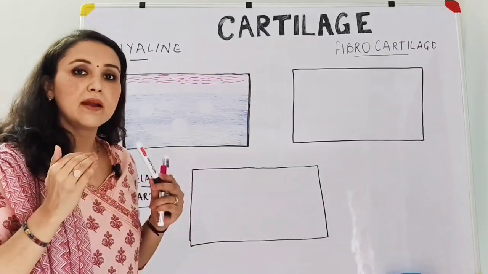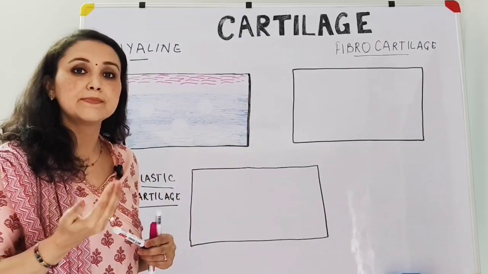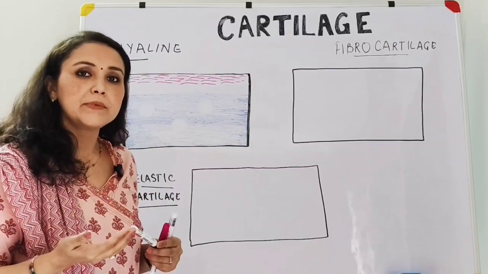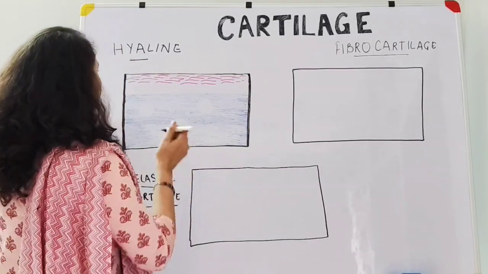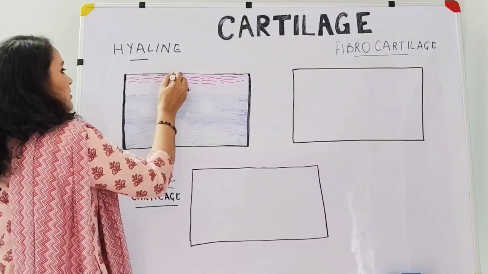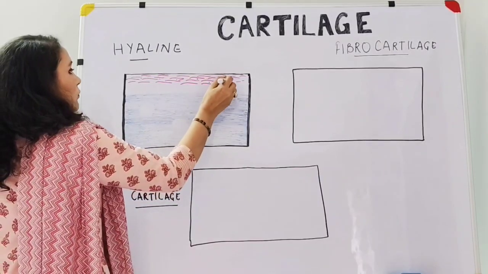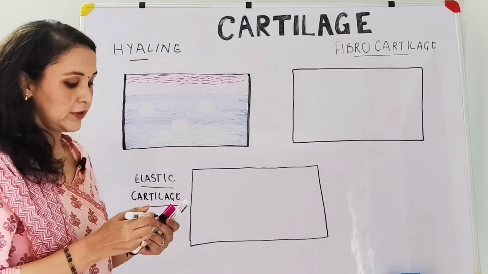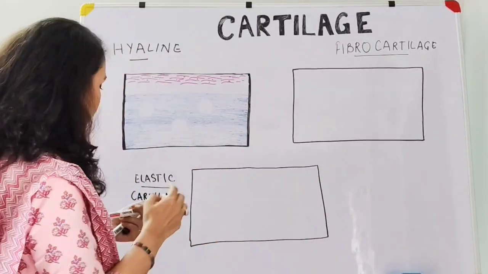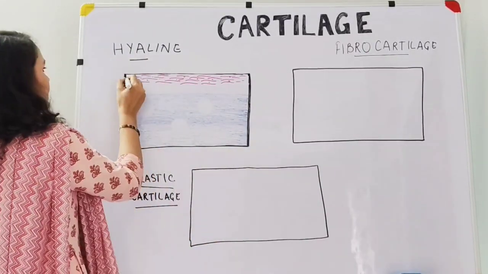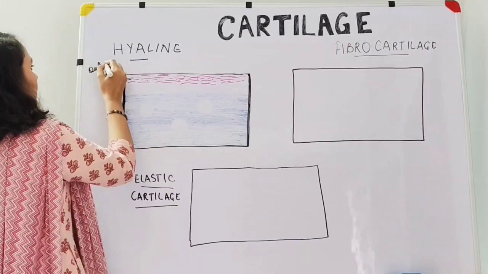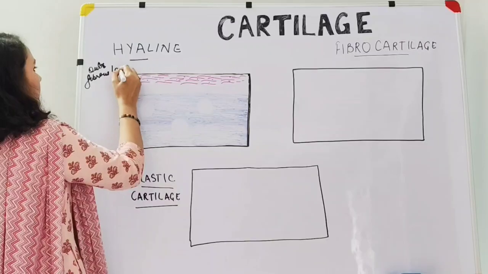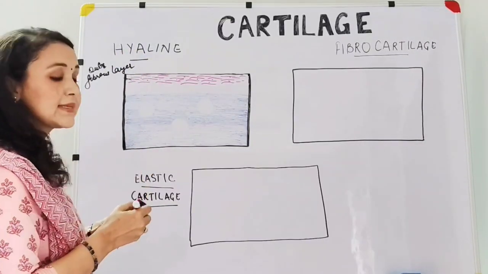Now obviously when there are fibers, that means they are produced by some cells. They are known as fibroblasts, and when they mature they are called fibrocytes. So here in this layer we can just show the nuclei of those cells. Amongst the fibers, you can show the nuclei of the fibrocytes. Then you can label this as the outer fibrous layer.